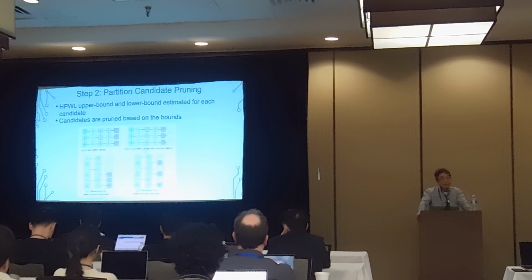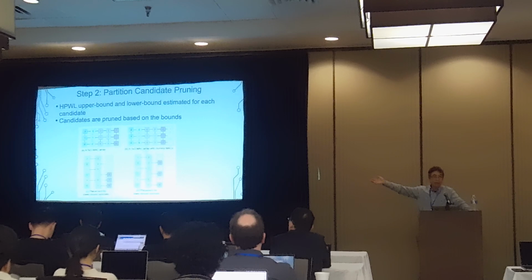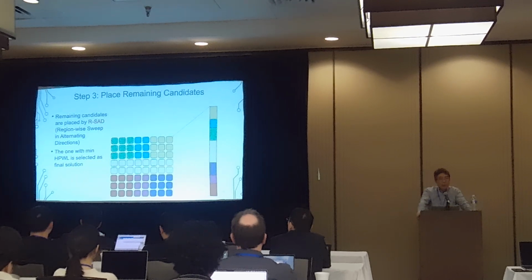Okay. So once we get the upper bound and the lower bound, the pruning is done like this: suppose one candidate's lower bound half-perimeter variance is greater than the upper bound of another solution, then that is obviously worse, and we can get rid of it. After this pruning, we have only a few candidates left. For the remaining candidates, we place all of them, and after we place all of them, we just pick the best one.